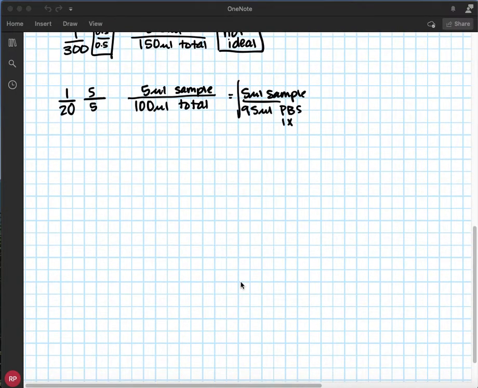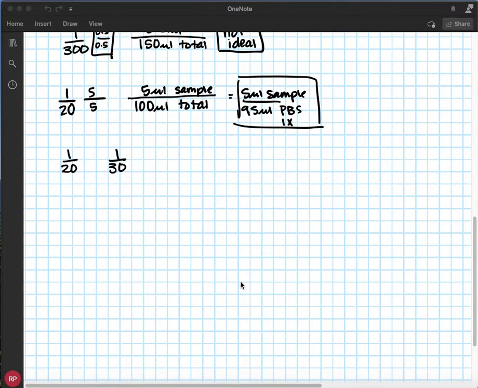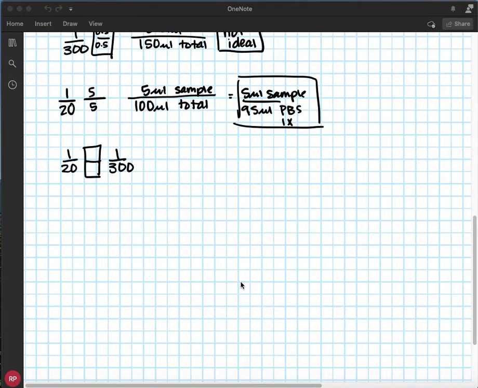So this is our 1 to 20. We have 100 microliters of 1 to 20. Well, we need to then dilute 1 to 20 to 1 to 300. It's the same principle here. What factor of 300 goes with 20? This time it's 15. The difference here is we will take that 15 and have that be a dilution. So we're diluting our 1 to 20 by 1 to 15.